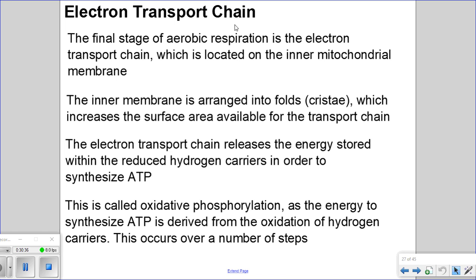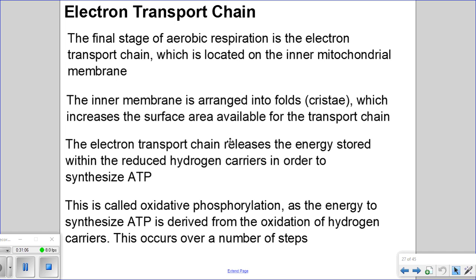So this is the final stage of aerobic respiration, which is located in the inner mitochondrial membrane. So this is within the cristae. The inner membrane is arranged into folds, those cristae, which will increase the surface area available for the electron transport chain. So by having all those folds, you can fit a lot more of these proteins involved in that electron transport chain, kind of maximizing how much you have going on.